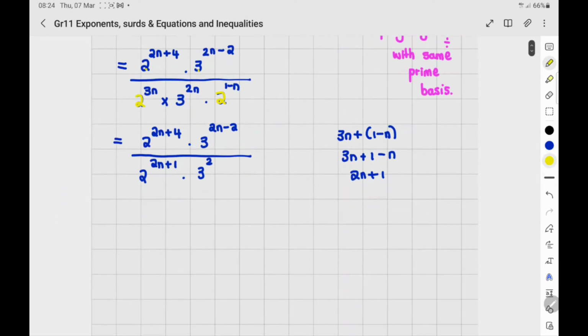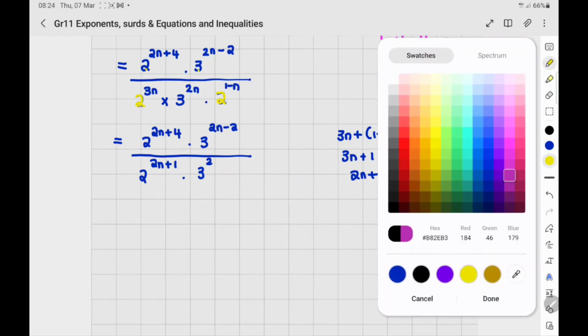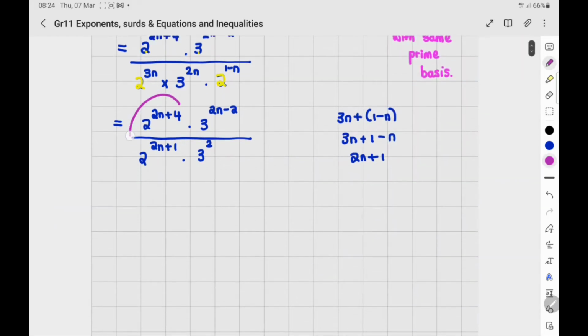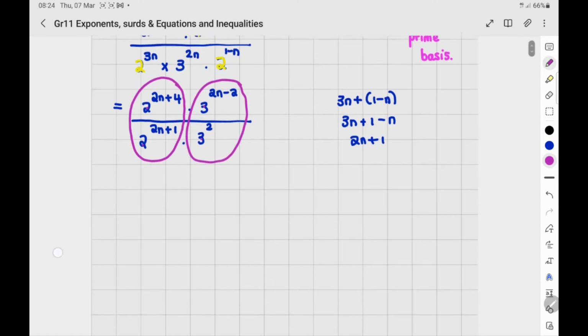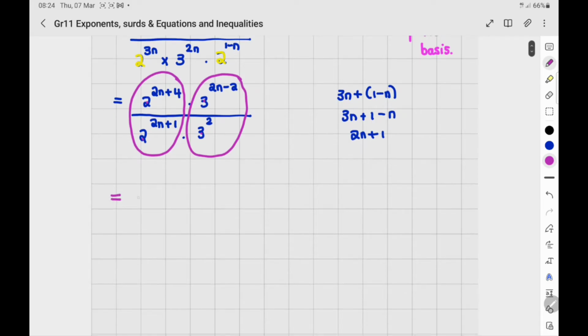Okay, and now we can go upstairs, downstairs. Let's go look. These two can divide out, and those two. Why? Because they've got the same bases. Okay, so now I'm going to take the 2 to the power 2n, I'm going to write it down, 2n plus 4, and I'm going to subtract.